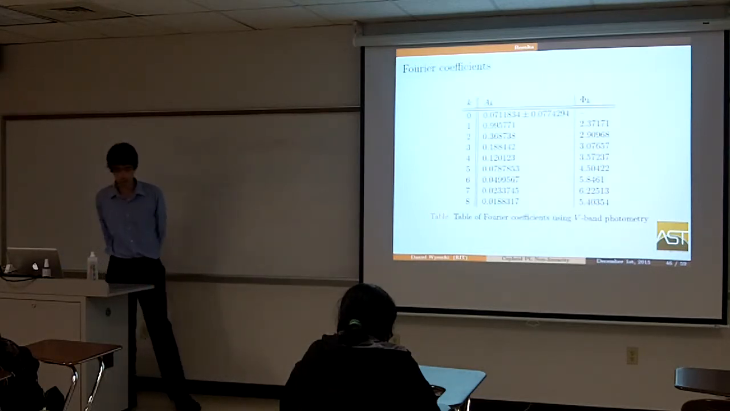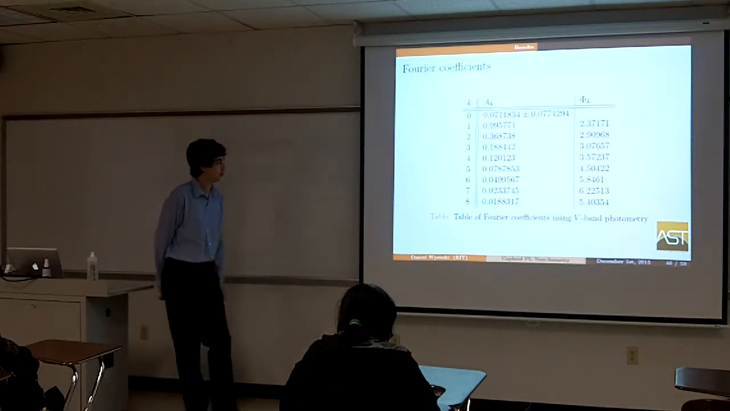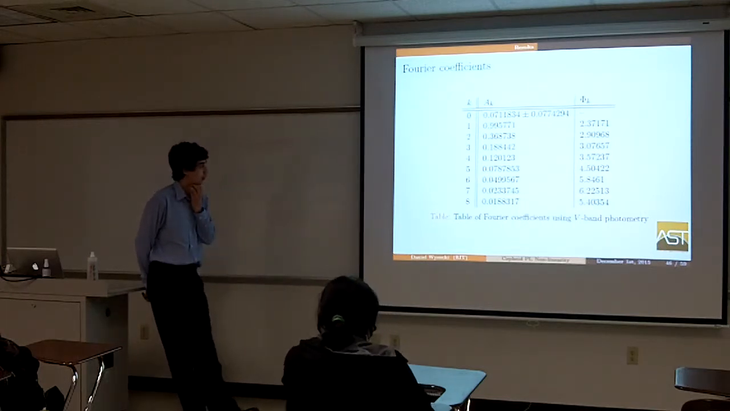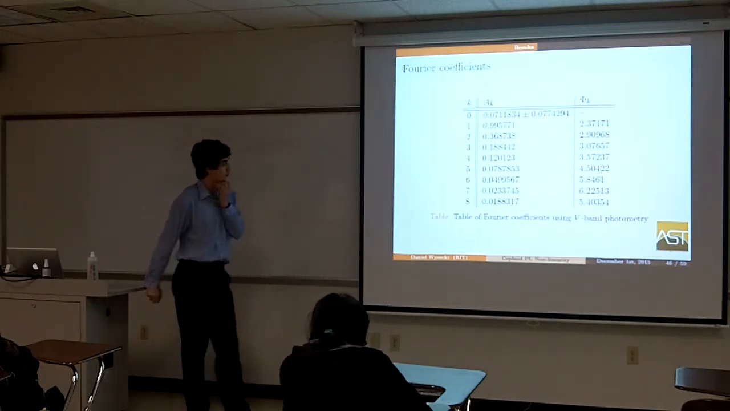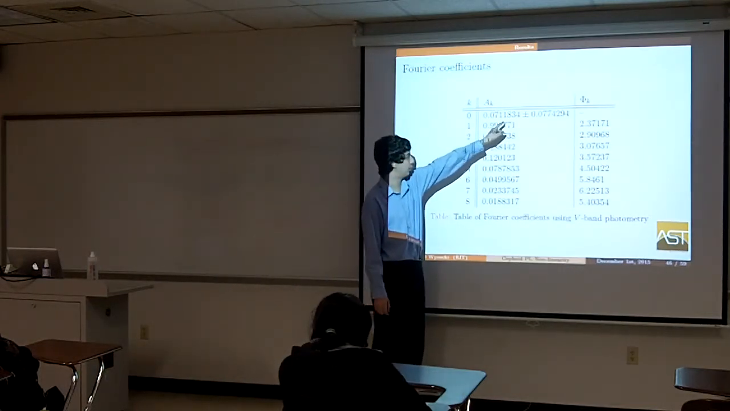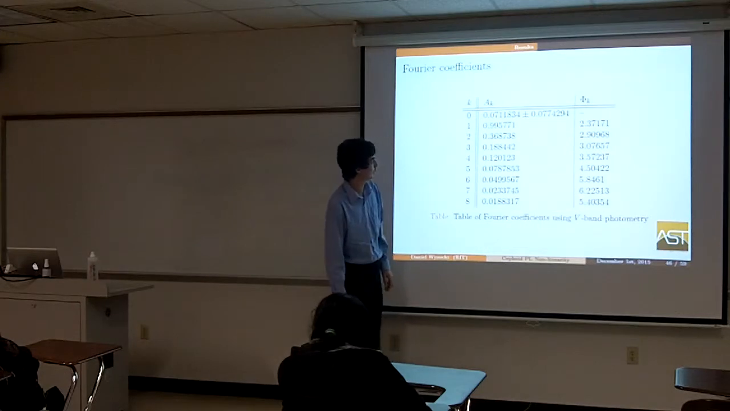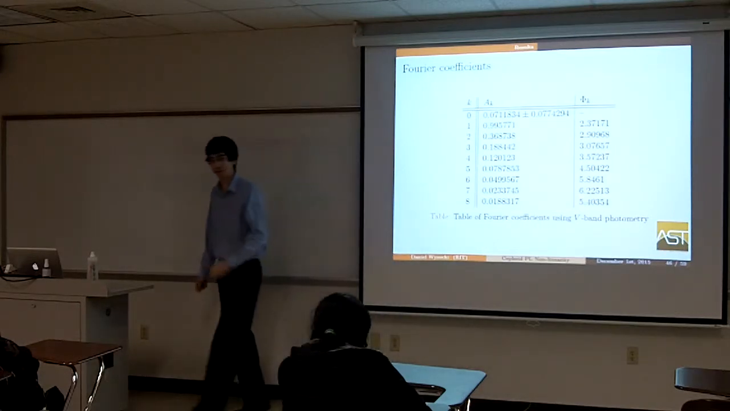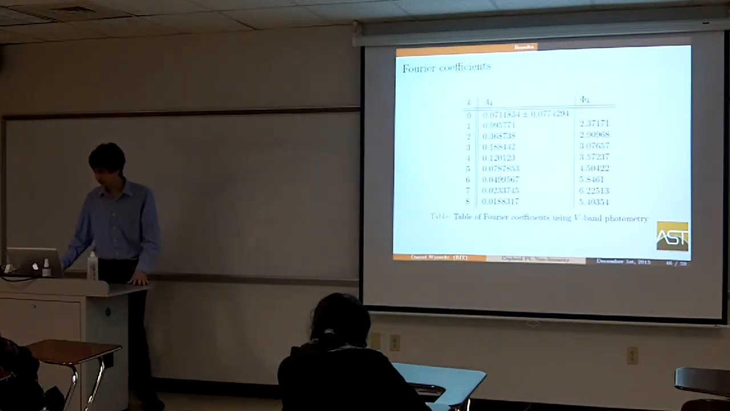So I wrote down the Fourier coefficients that were output by this. It was an 8th order fit. You'll notice the uncertainty in the average magnitude is actually greater than the value of it, so it's definitely not to be trusted.